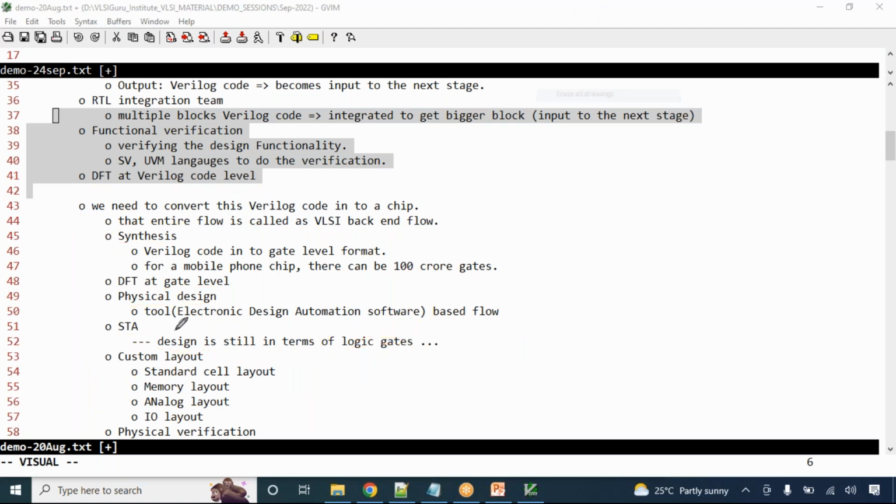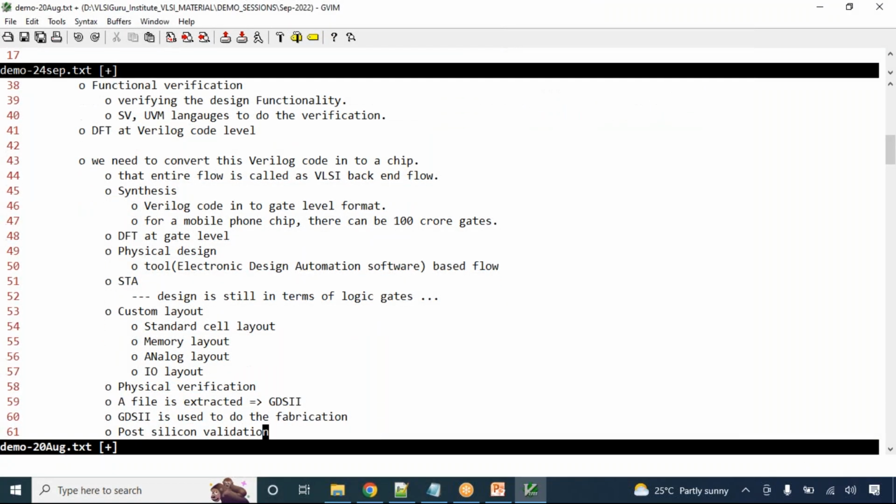So there are 4 types of layout that we do. One is called standard cell layout, memory layout, analog layout, and IO layout. Once this layout is done, we need to check whether the layout and everything has been done properly or not. That checking is called physical verification.